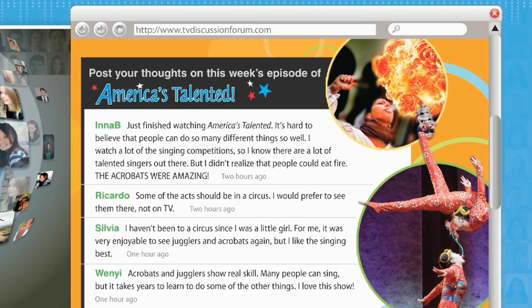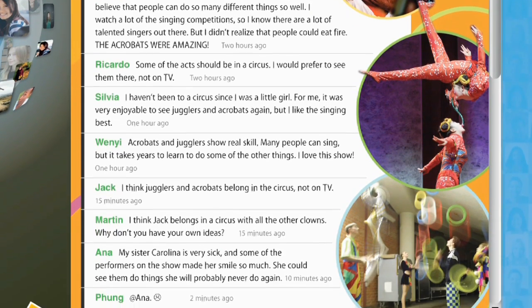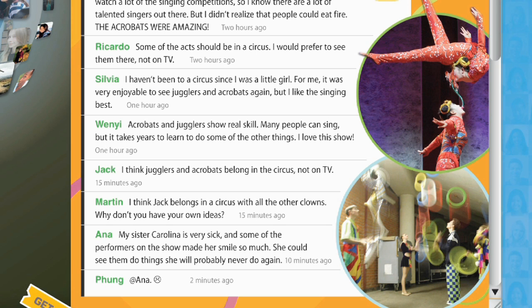So now if you look at the posts on the other page, this one, it's a post for a show called America's Talented, which is not actually a show, but in the United States we do have a program called America's Got Talent. Have you seen that? There's also one in Britain, right? Britain's Got Talent. So obviously this is based on something like that.